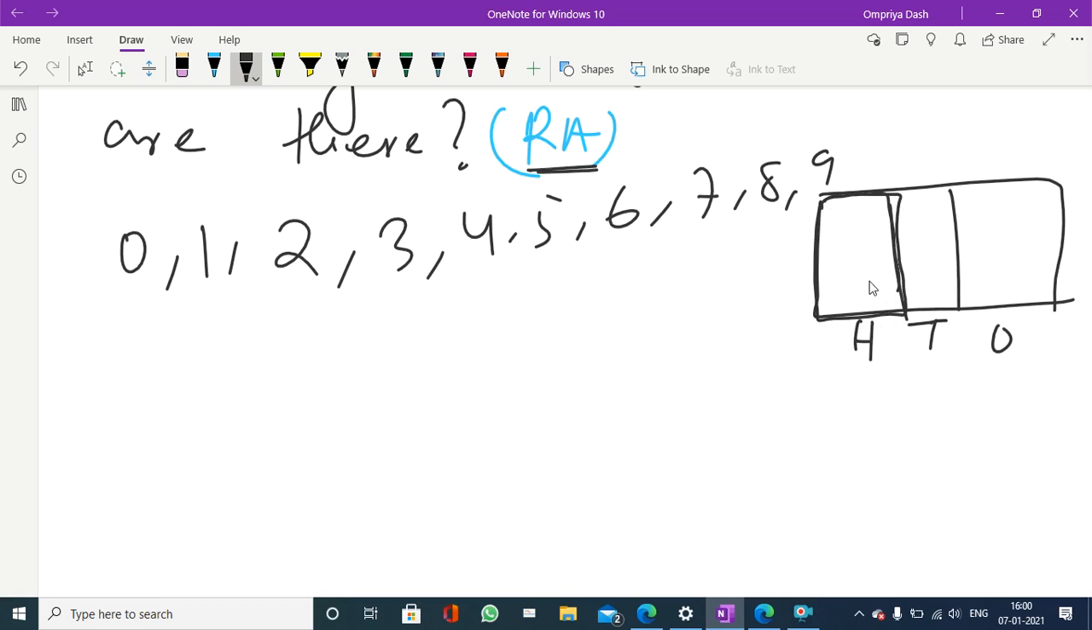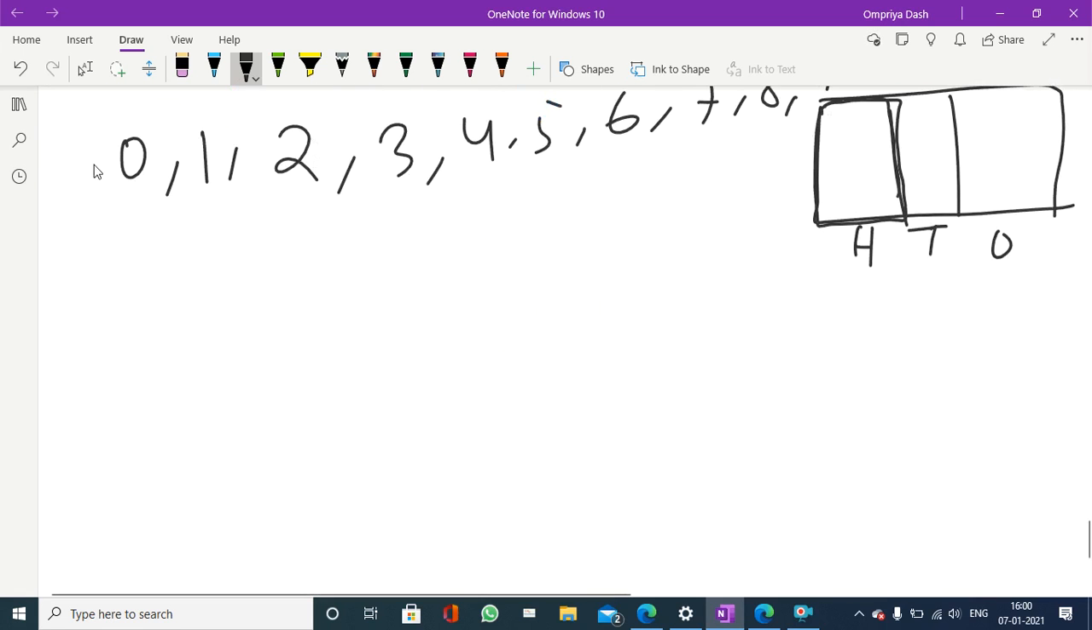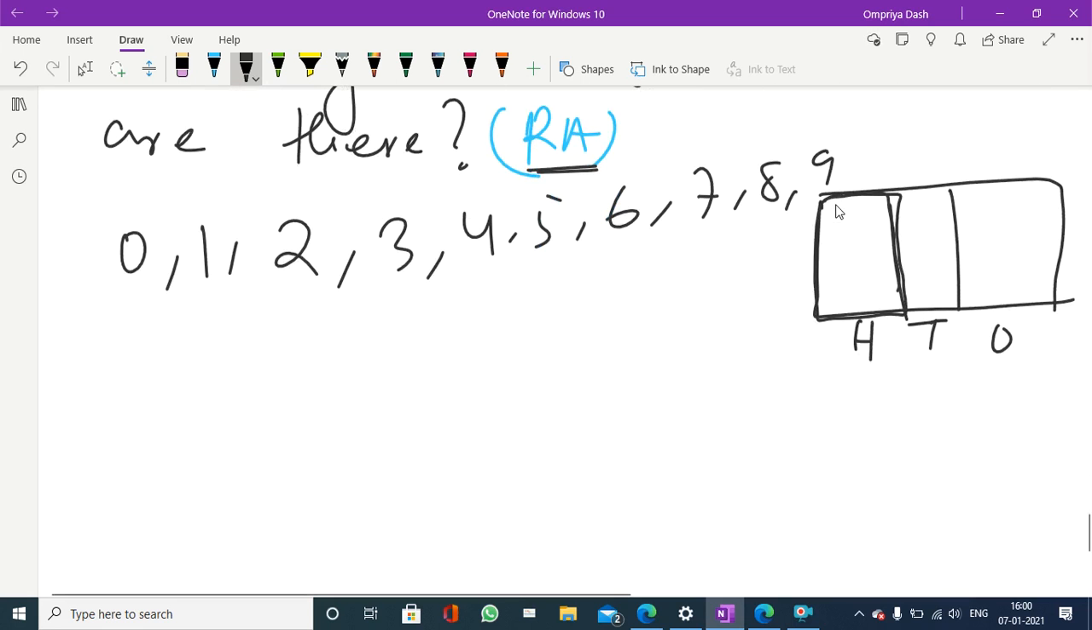Let's see. There is a restriction here on the hundreds place. Why? Because if you want to form a 3-digit number, can you place 0 in the 100 place? No, sir. Because if you put 0 there, you will end up with a 2-digit number, right? But you want to form a 3-digit number. So there is a restriction in this place, and wherever there is a restriction, fill that place first. So in this place you can put either 1, 2, 3, 4, 5, 6, 7, 8, 9. There are 9 different ways.